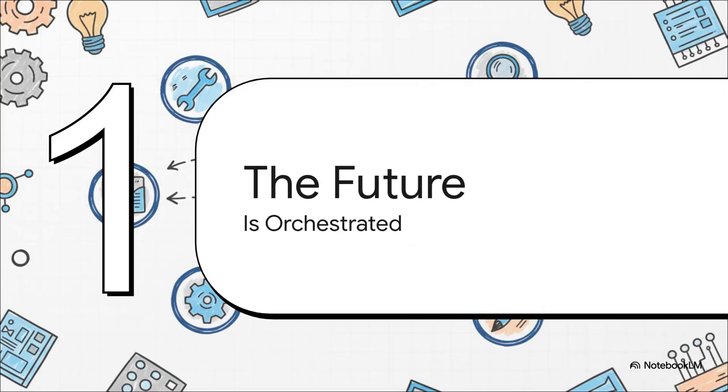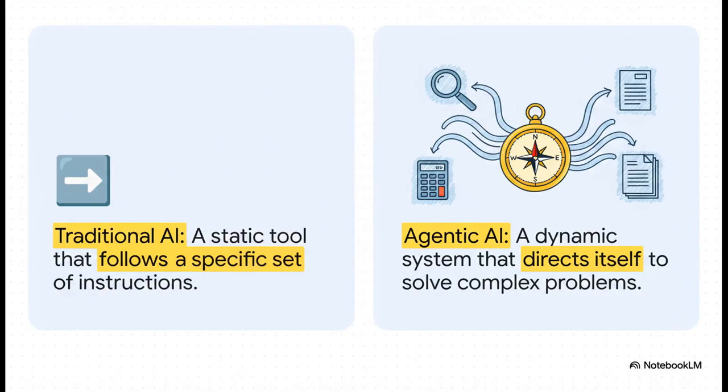But what does that actually mean for us? Why is this shift from a simple tool to an autonomous system, why is it such a monumental change? Well, what it really boils down to is this. We're shifting from AI as a static tool that just follows instructions to AI as a dynamic system that can actually direct itself. It can look at a problem, assemble its own team of agents and tools, and then manage a complex project all the way from beginning to end.